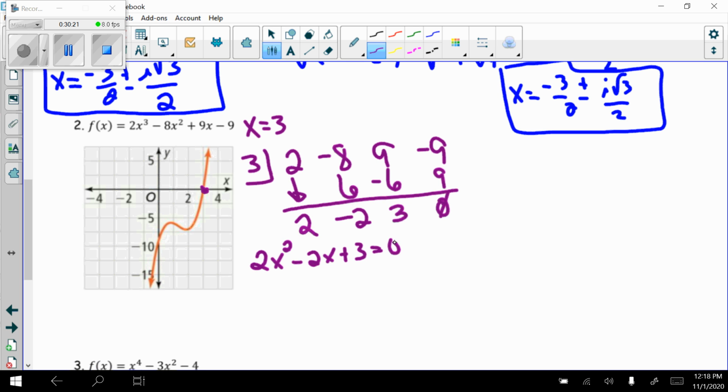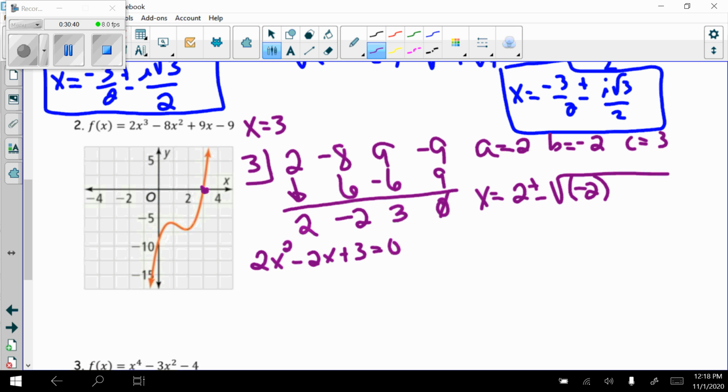So quadratic formula, x equals, I can write down my a, b, and c. So a was 2, b negative 2, c 3. So quadratic formula, x equals negative b, just change the sign of b, so 2 plus or minus the square root, b squared, so negative 2 squared, minus 4 times a times c, everything divided by 2 times a. So now we want to work that out. So x equals 2 plus or minus.